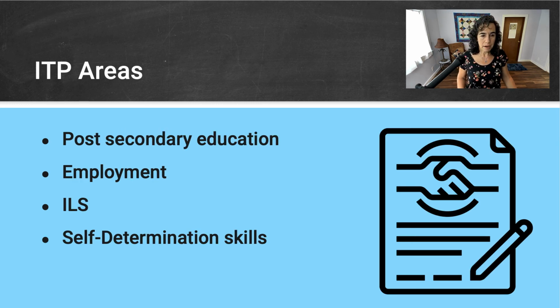The ITP areas, as I just said, include post-secondary education, so in other words, college, community college, vocational school, a number of different types of continuing ed, employment, and that includes developing vocational skills, job training and searching, community mobility to get to a job site, and money management, which is important. So think about it, we're starting to look at a lot of IADLs, right? Also, independent living skills, which include IADLs again.